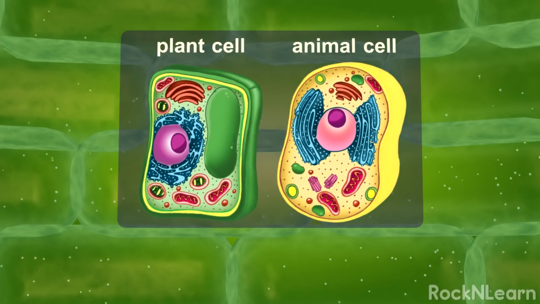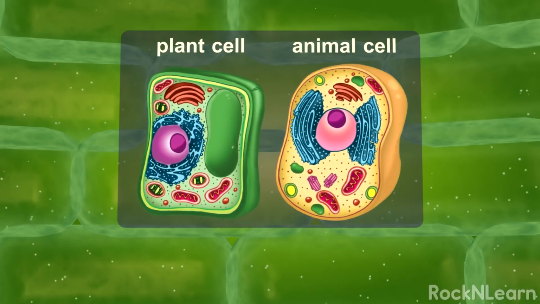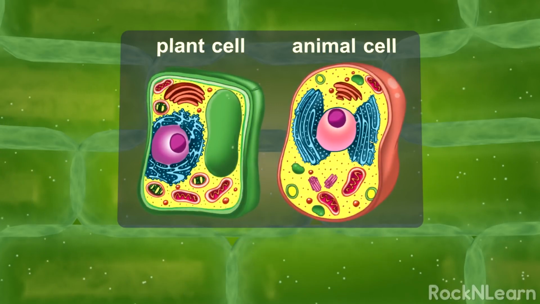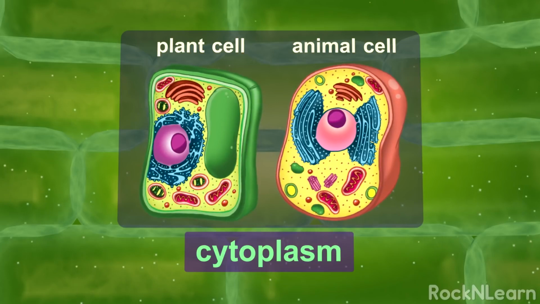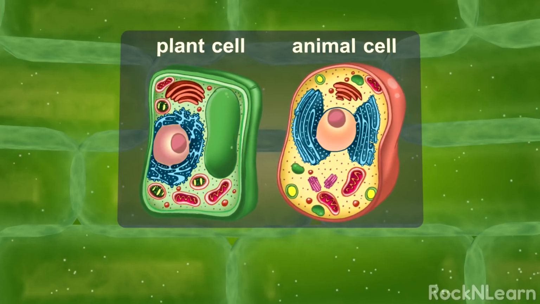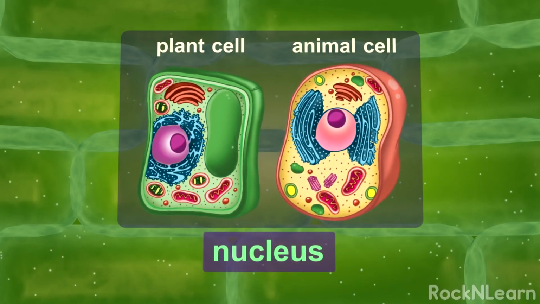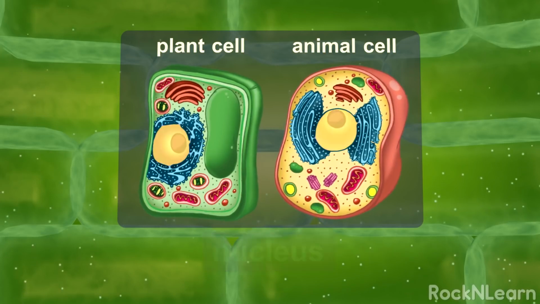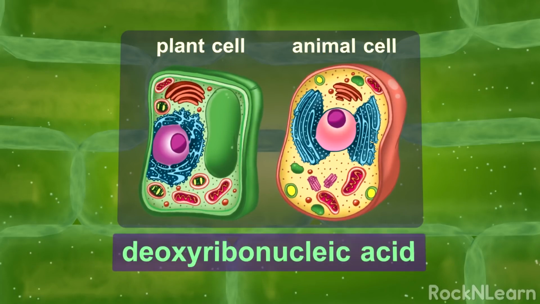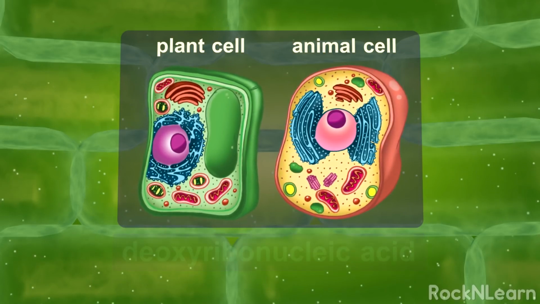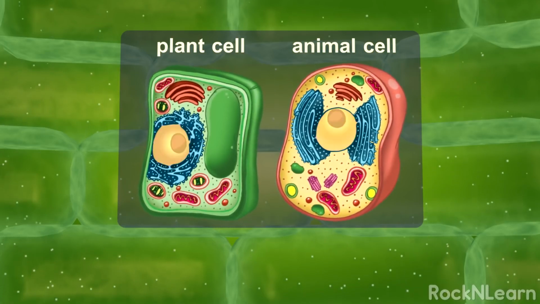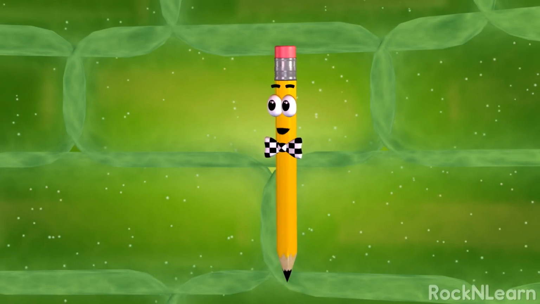Both plant and animal cells have a cell membrane surrounding the cell. It allows some things to come in and out of the cell. And both cells have cytoplasm, which is a jelly-like substance that contains the organelles, the tiny organs of the cell. Both of these cells have a nucleus, which is where all the genetic material is stored. This genetic material is made of molecules called DNA, or deoxyribonucleic acid. The nucleus contains all the information for running the cell and making new cells. The nucleus is kind of like the control center.